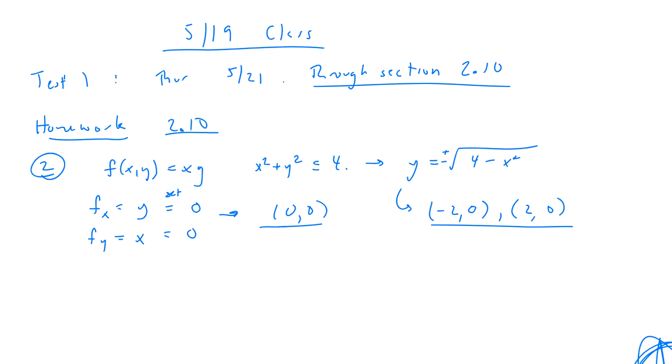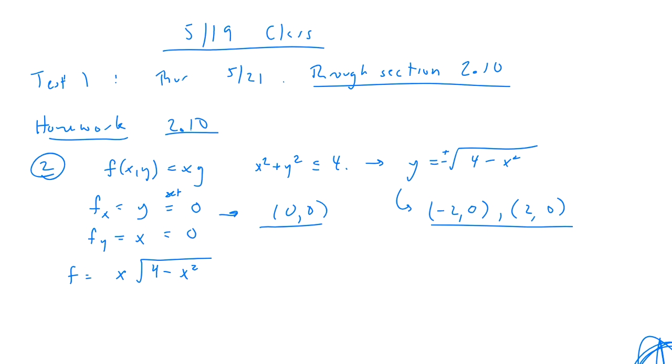And now we plug in, and we get f is equal to x times the square root of 4 minus x squared, plus or minus, but it should be obvious that that's not going to come into it, because we're going to take the derivative and set it equal to 0. The sign outside is not going to matter.